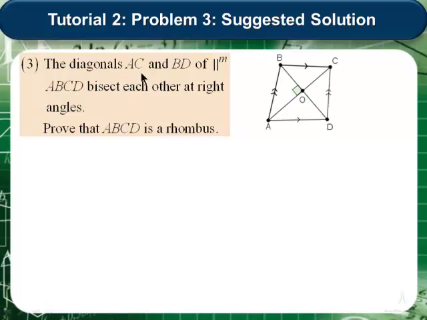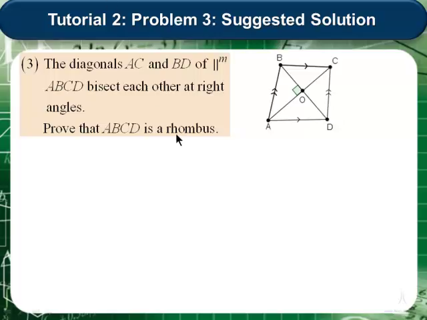Let us look at the suggested solution to problem 3 from tutorial 2. The diagonals AC and BD of a parallelogram ABCD are given to bisect each other at right angles. So we know that this is 90 degrees. Of course, we know that ABCD is a parallelogram, so all the properties of the parallelogram will be applicable. We need to prove that ABCD is a rhombus.